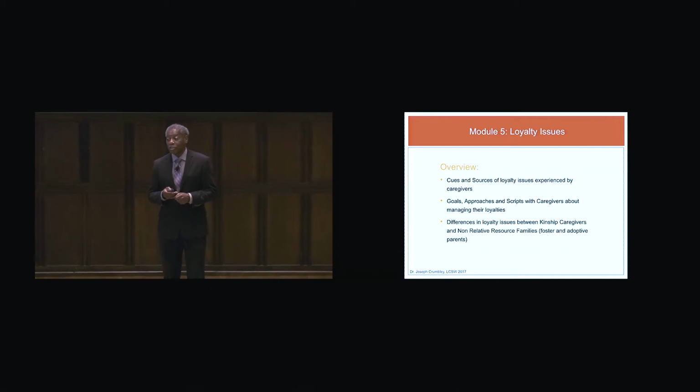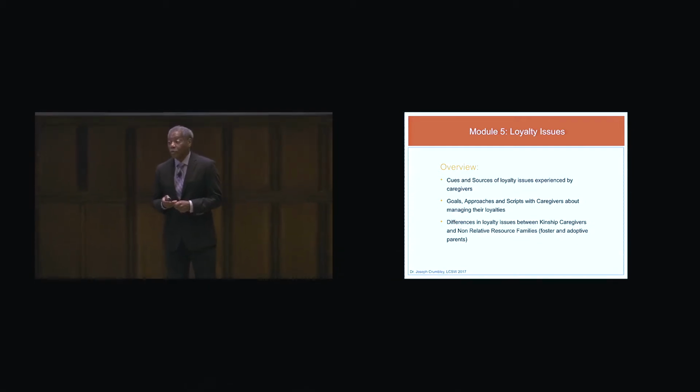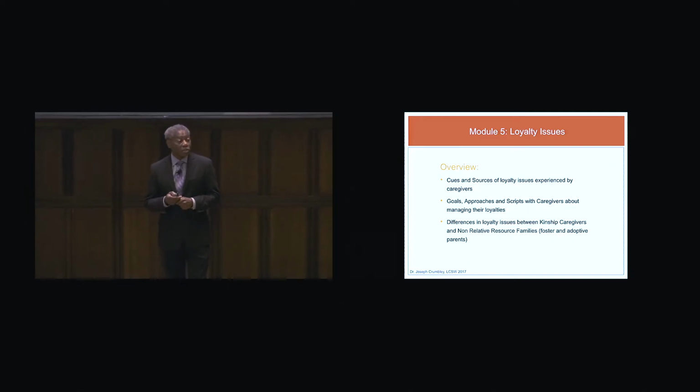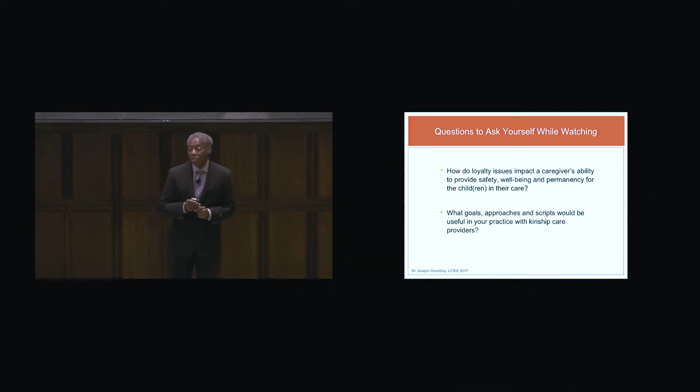The second question is, what are the goals, approaches, and scripts you can use with relative caregivers to help them manage their loyalties? And the third question is, how are loyalty issues different for relative caregivers from non-relative foster parents and adoptive parents? I have 2 questions for the listening audience as well. And that question is, how do loyalty issues impact a relative caregiver's ability to provide safety, well-being, and permanency for the children in their care?